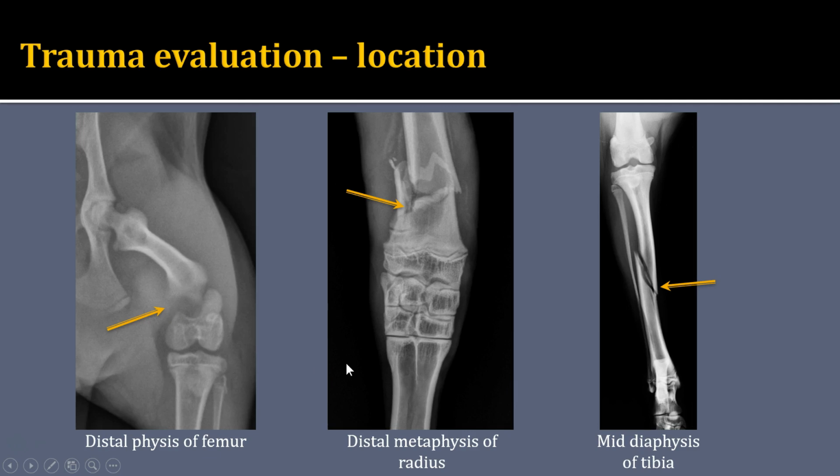The patient in the middle is a skeletally immature calf, and the fracture that we identify is within the radius, and this is within what I would consider the distal metaphysis of the radius. Some people might call this the distal diaphysis, and either is probably fine. The patient on the right is a skeletally immature dog with a fracture through the tibia, and this fracture I would say is within the mid-tibial diaphysis.